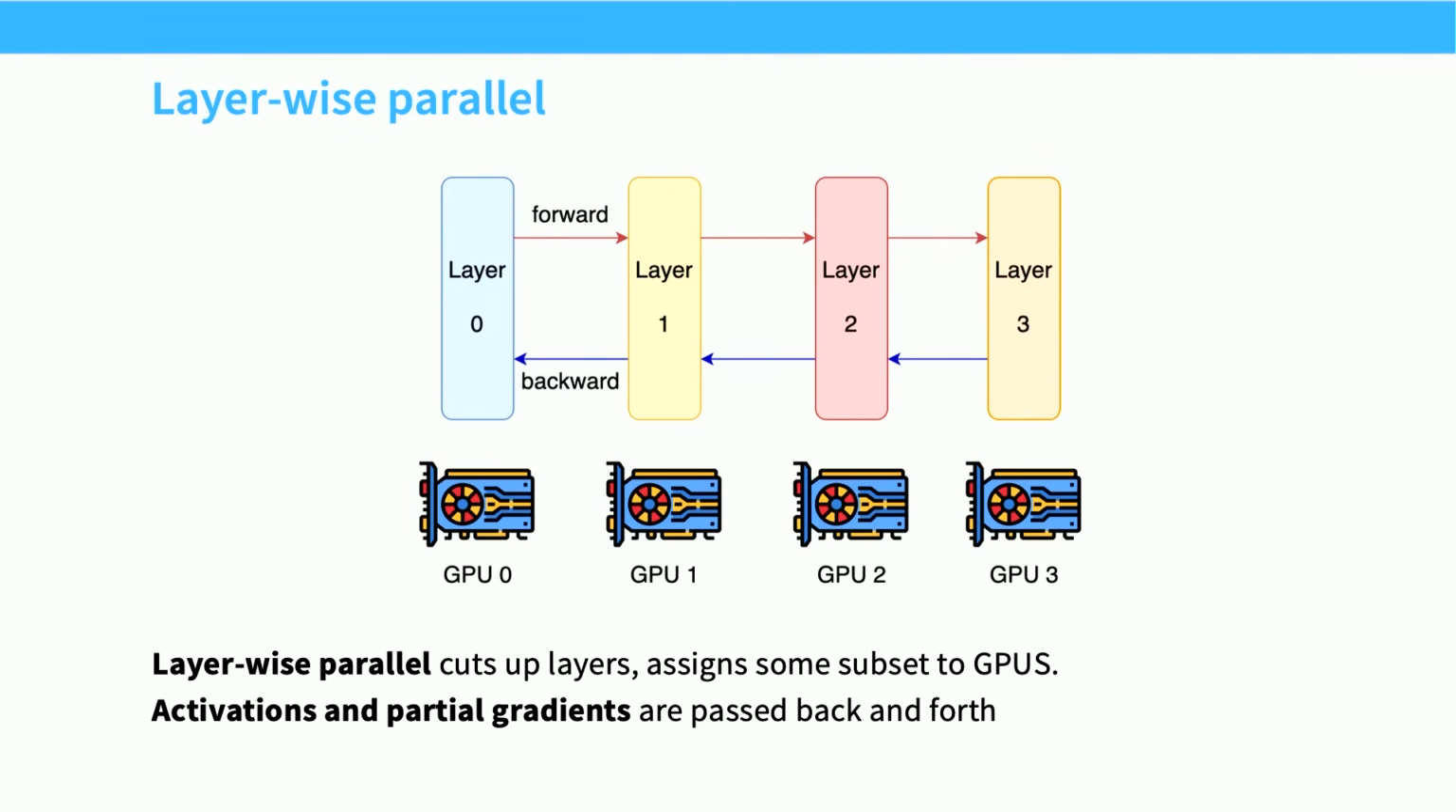I'll start by talking about pipeline parallel, or layer-wise parallel. This is, I think, conceptually very simple. Back in the days when I first learned about parallelism, I was like, oh, yes, it's simple. Just cut up the layers and put them on different GPUs, right? Very, very simple thing. And so you're going to pass activations forward in the forward pass, and then pass partial gradients backwards in the backward pass.